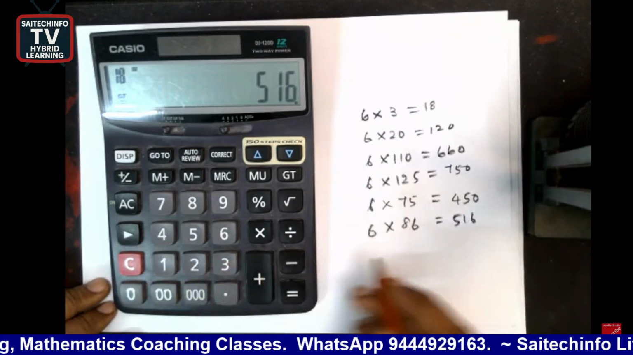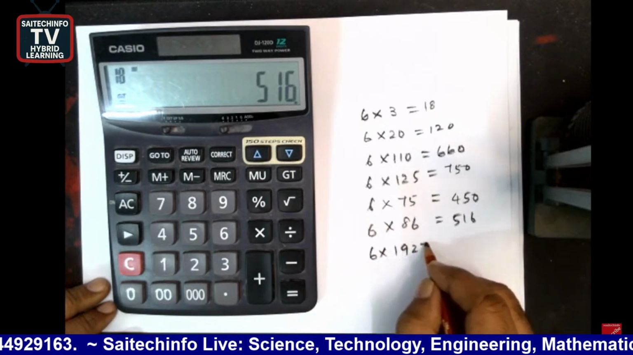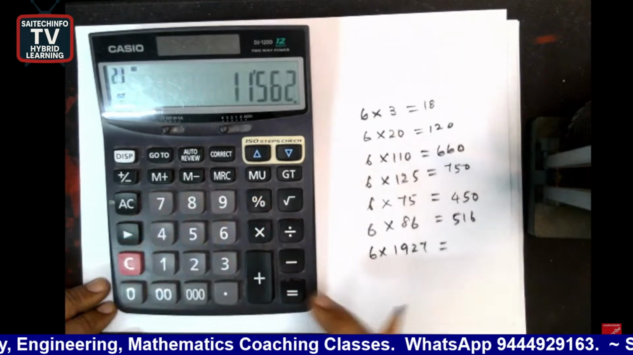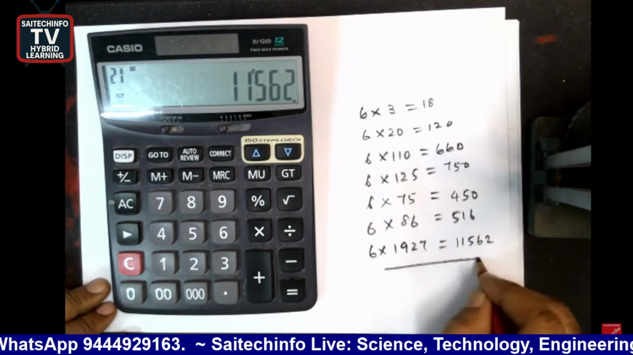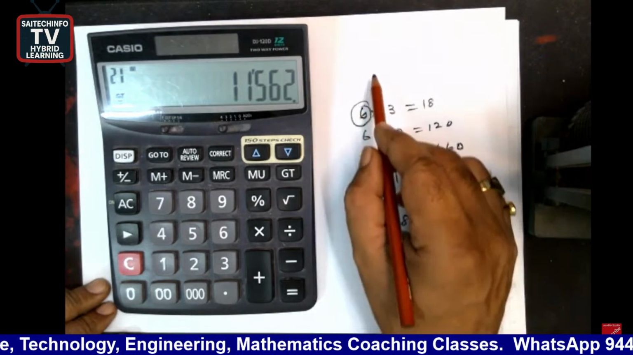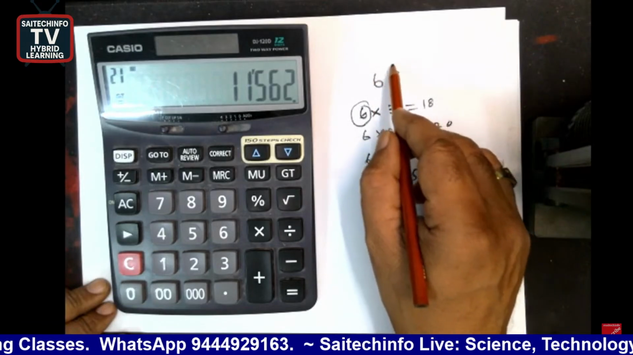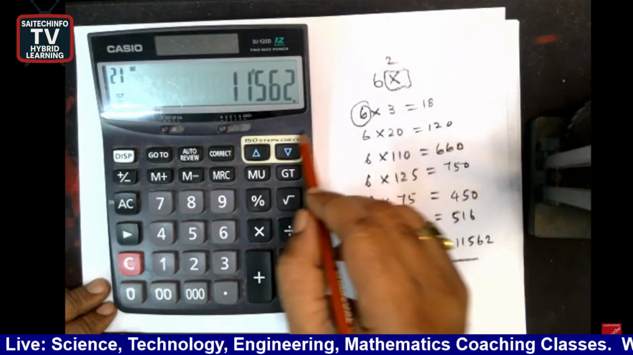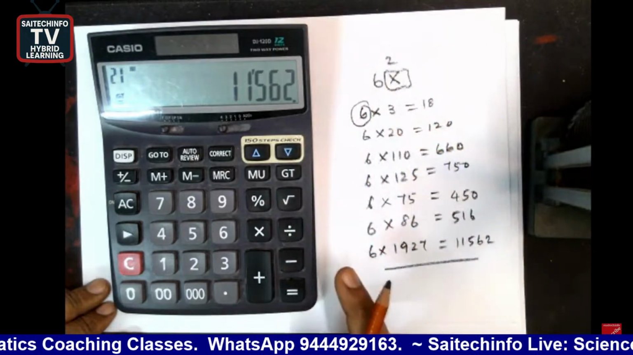ஃபார் எக்ஸாம்பிள் I will put 6 into 1927. ஸோ என்ன பண்ணலாம்? 1927 அழுத்திட்டு ஈக்குவல் போடுங்க. You will get 11,562. Okay, so திரும்பி சொல்கிறேன், கான்ஸ்டன்ட் நம்பர் என்ன பண்ணணும்னா அதை முதல்ல போட்டுட்டு என்டர் பண்ணிவிட்டு 2 தடவை multiplication simple press பண்ணிட்டோம்னா now the calculator is ready to multiply any number. Okay, thank you.